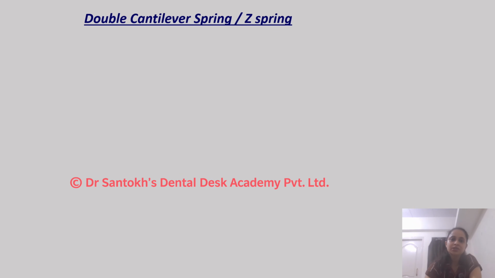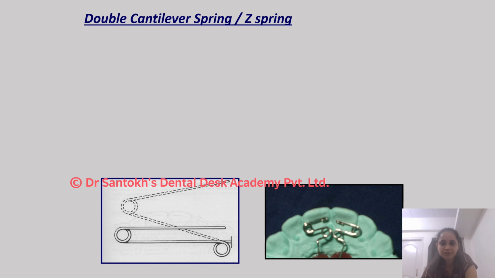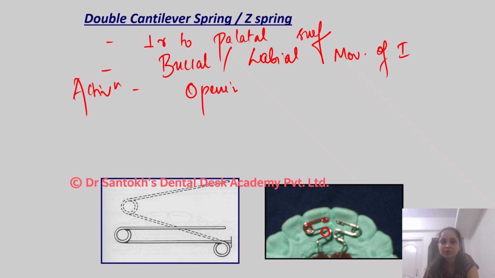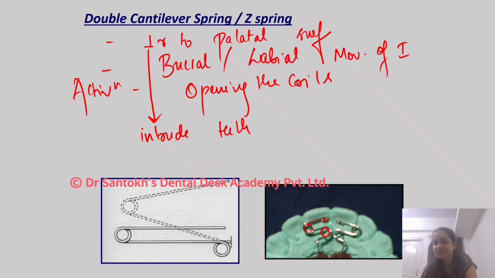Now coming to double cantilever spring. This is also known as Z spring. You can see this. These are the two helices incorporated in the Z spring. These are inserted perpendicular to the palatal surface of the teeth. It is indicated when you need the buccal or labial movement of incisors. So it is used for your labiolingual correction. Activation, how will you activate it? By opening the coils. I mentioned something about perpendicular to the palatal surface. If you're not placing this Z spring perpendicular to your palatal surface, what will happen? It will tend to intrude the teeth. So that is why it is advised that whenever you are placing the Z spring, it should be placed perpendicular to the palatal surface of the tooth.